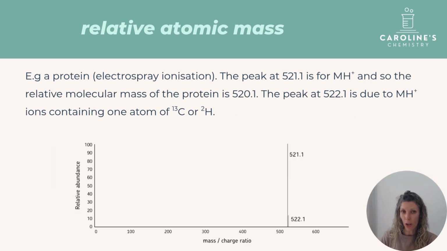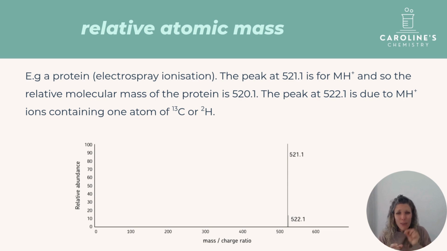Now, it's a little bit different if we have used electrospray ionization in that first step. If we have used electrospray ionization, remember we are adding a proton, a hydrogen ion, and that's how we are creating these 1+ ions. So if we look, for example, at a protein, you can see there is a peak at 521.1. That molecular ion is the mass of the molecule plus the proton that you added on. And a proton has a relative mass of 1. So we have to take that off again in order to find the relative molecular mass of the protein, which is therefore 520.1.